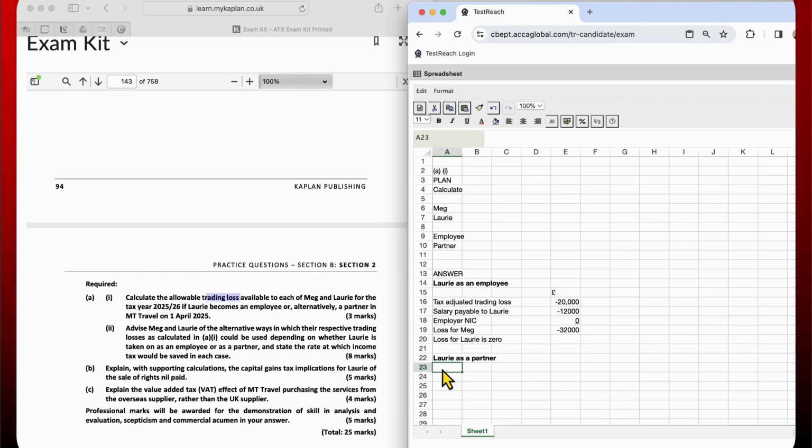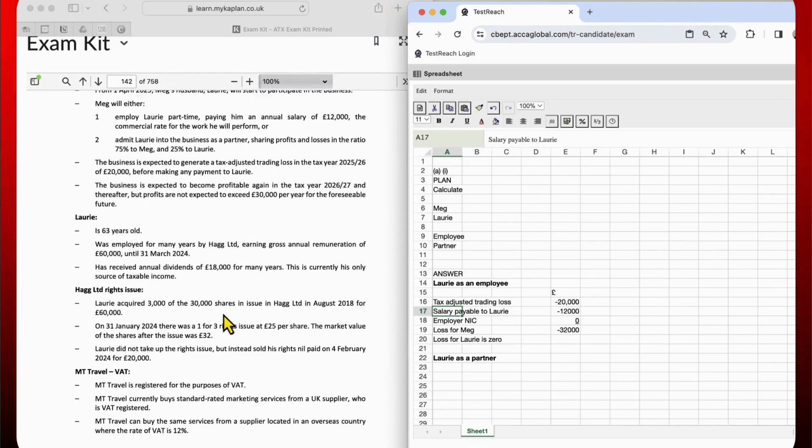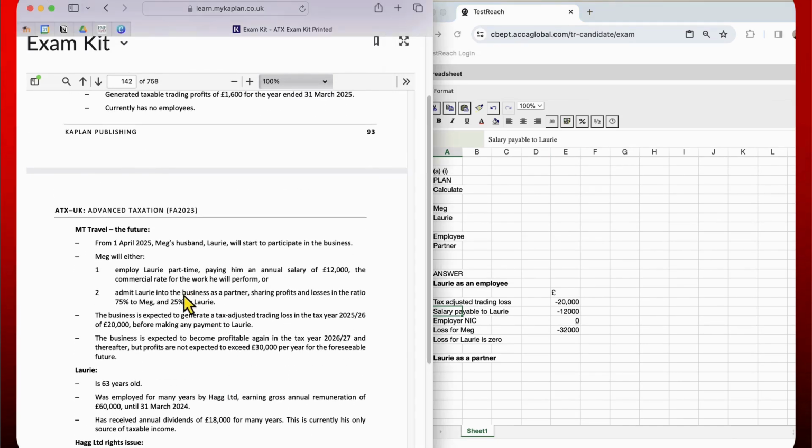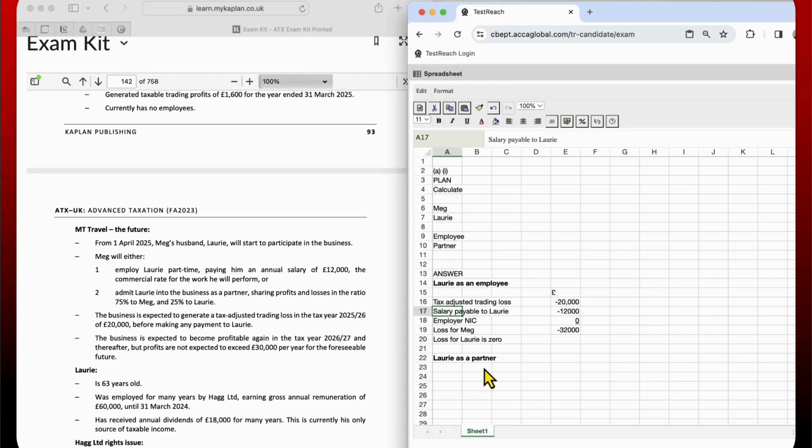So we have our £20,000 trading loss. We don't have a salary to pay out because we're told, if we go back to where the information is about if they bring them on as a business partner, they will just share profits and losses, 75% to Meg, 25% to Laurie. So we just need to work out how much of the trading loss will each of them get. And we use that profit sharing ratio because it's also a loss sharing ratio. So there's my answer. Meg's going to get 15,000.